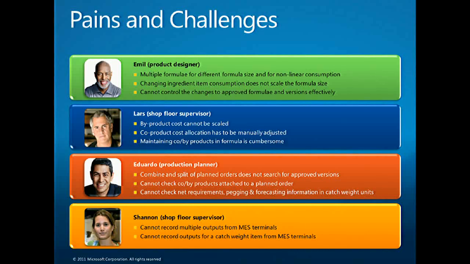Then coming to Eduardo, the production planner, the problem we found here is that on the planned orders, if you combine a few planned orders into one big planned order or split a planned order into different ones, the system will pick up any version. It doesn't pick up a version which is approved and active. This was again a problem that we received because the control of formulas and versions is much stricter in a process environment. Therefore, we've made that work now.